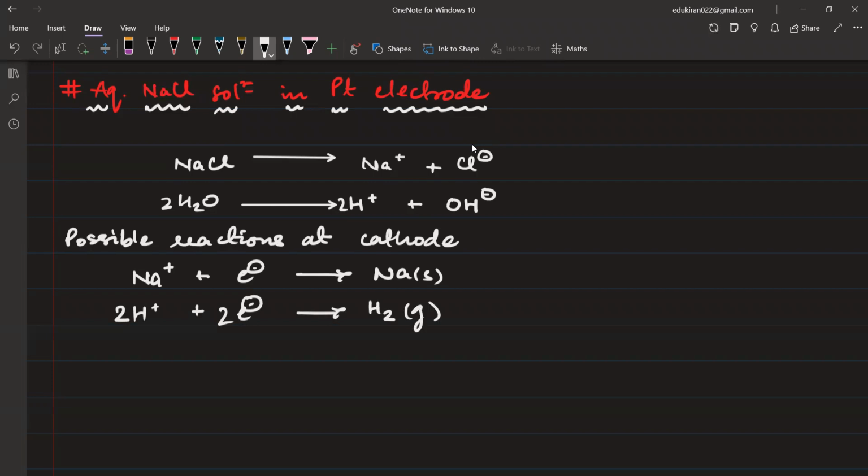Now tell me, the sodium metal, what element is it? Sodium is what element? Welding element, wedding element, so what will be its E naught reduction? Positive or negative? Negative. E naught negative.